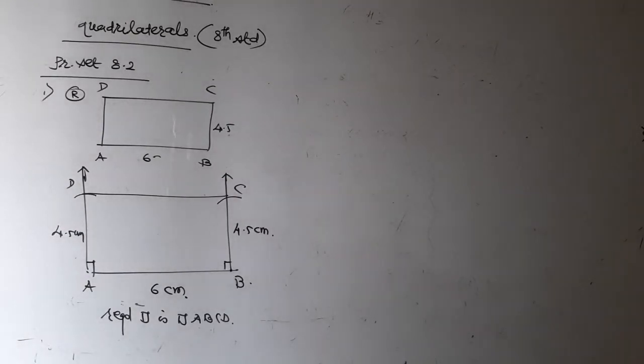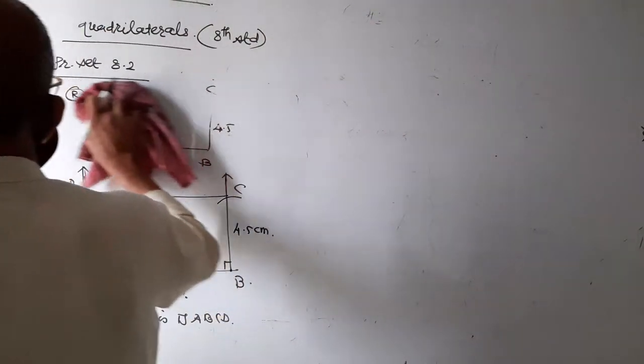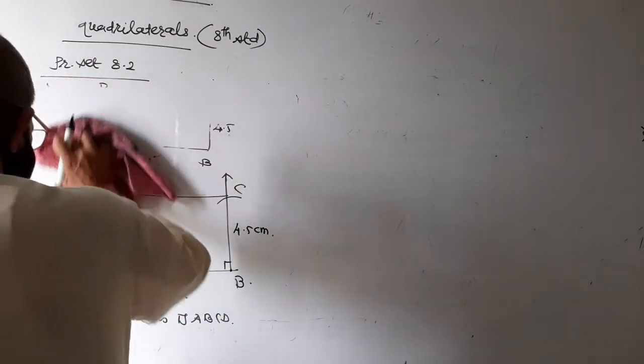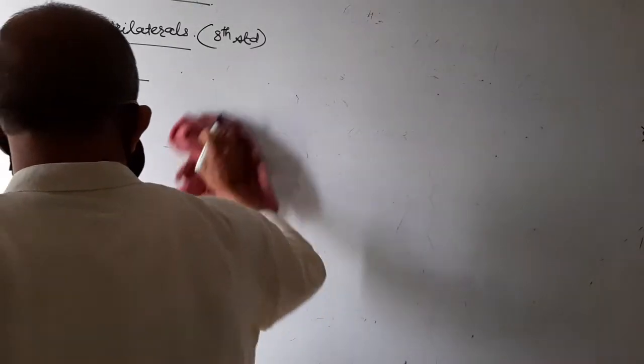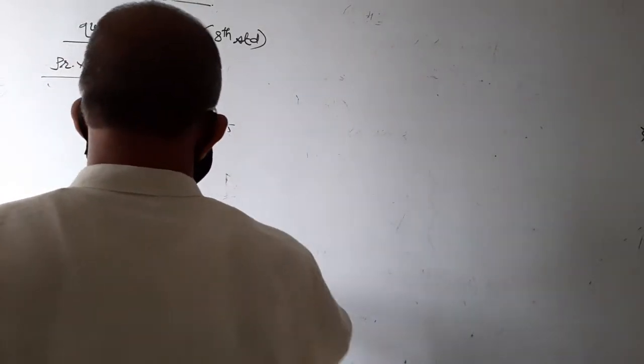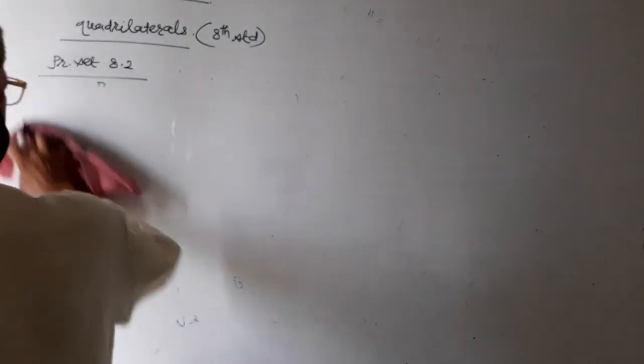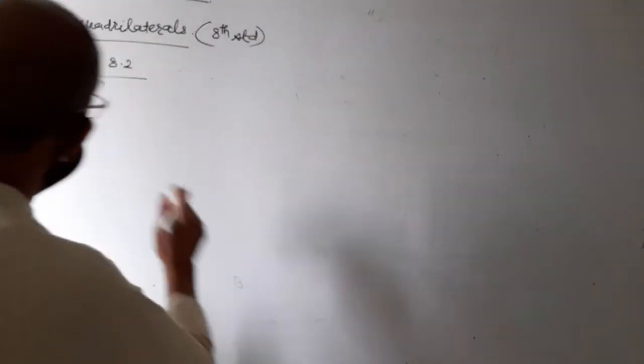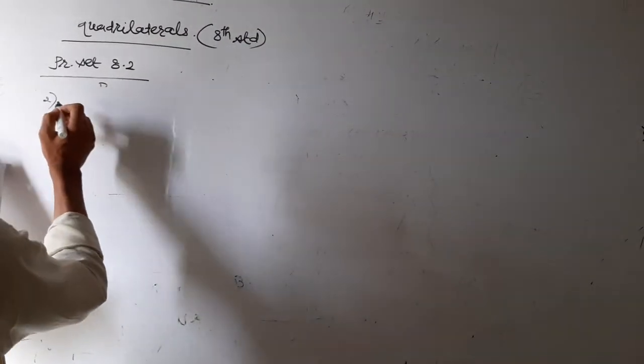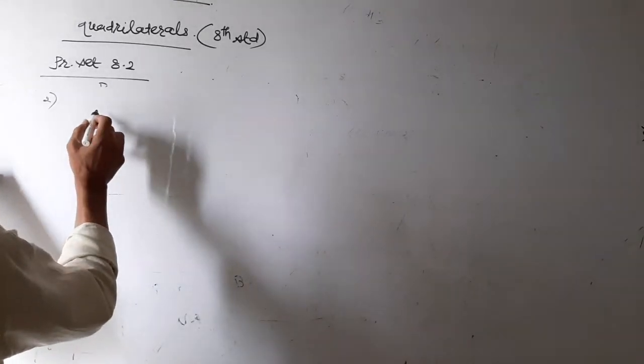Now the second one is about the square. Second example, simple example, is square. In a square, all the sides are congruent and each angle is of 90 degrees. So in the square, second one, that square is WXYZ.